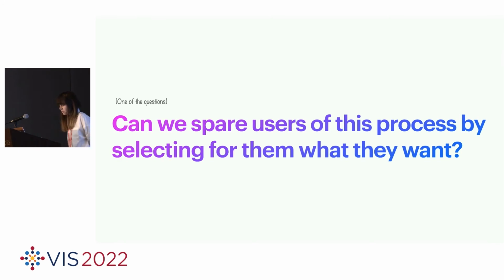So the question that we want to ask is, can we spare users of this grid search process and select for them what they want? And is what users like something that is really predictable?